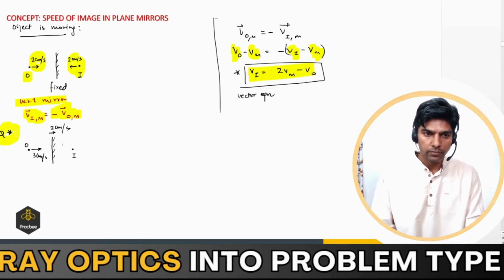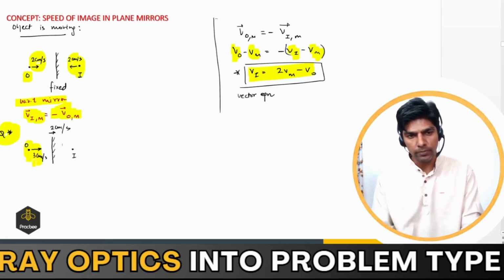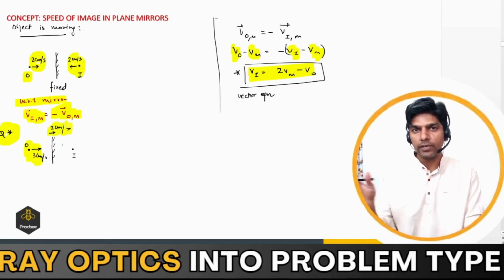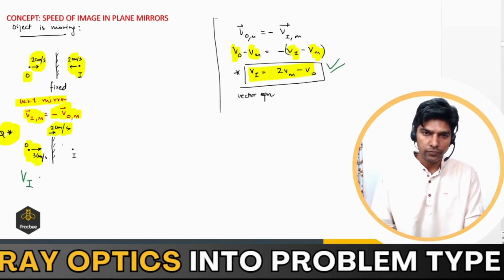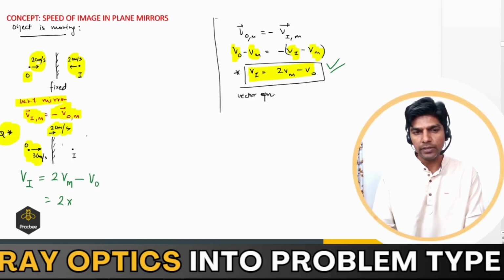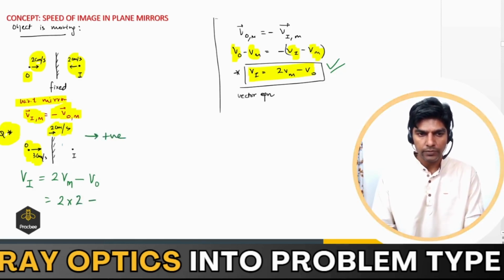Now let us see a question. In this question, we have given an object which is moving with a speed of 3 centimeters per second in the right direction. Mirror is going in the right direction with 2 centimeters per second. And we have to find the velocity of the image. So we can use this formula. So velocity of the image will be 2 times the velocity of the mirror minus velocity of the object. I'm taking the right direction as positive. So velocity of the mirror will be 2, minus velocity of the object, which is 3. So that comes out to be minus 1 centimeter per second. Okay, so do remember this formula.